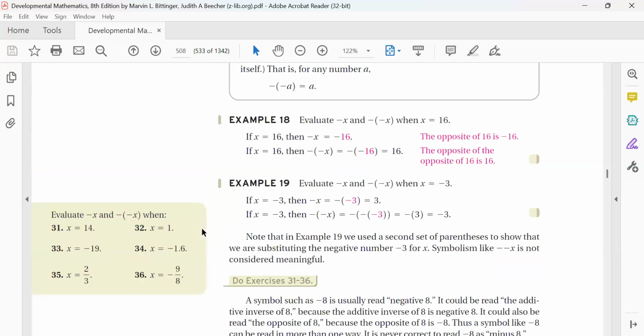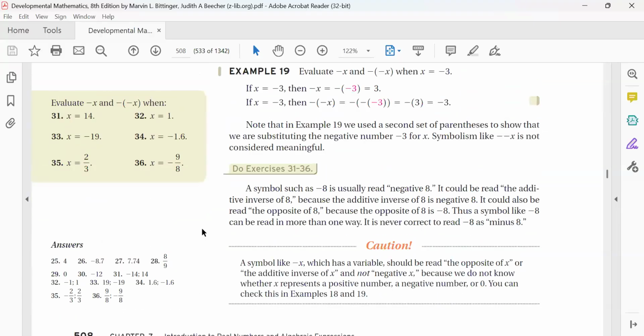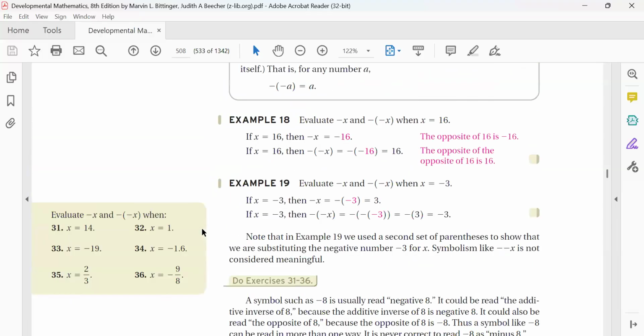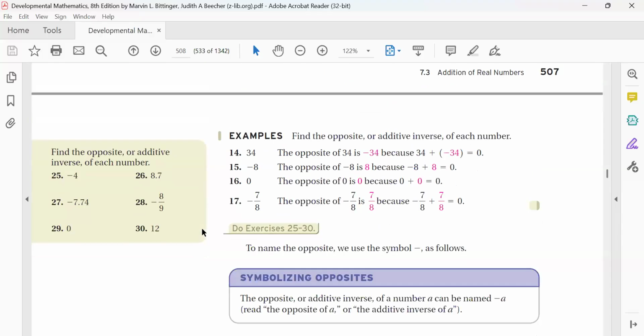And you can see the answers at the end of the page, as I showed you previously. So now you know that. Basically, this is important. I'm just going to go over the last page before I finish this video. Find the opposite or additive inverse of each of these numbers. You can see these things here.